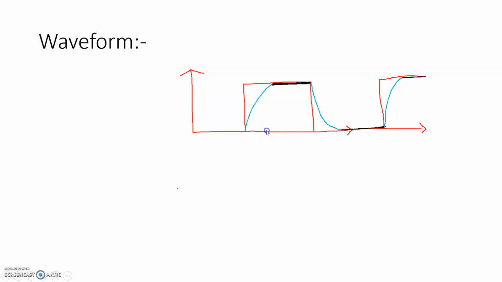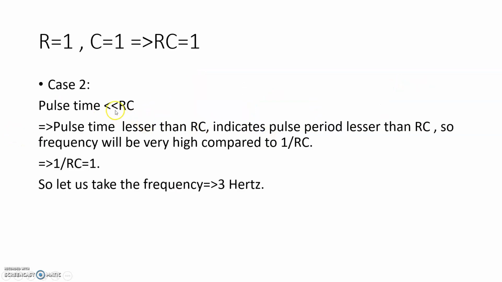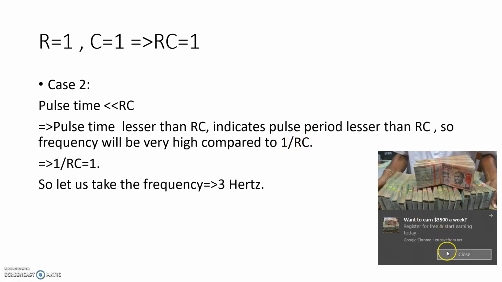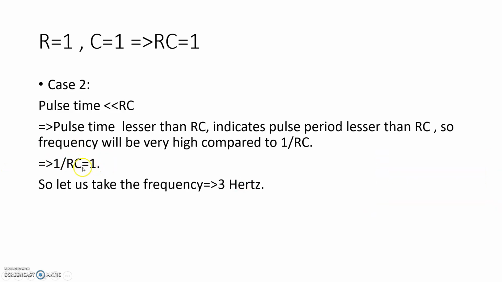Now case two will obviously be the reverse case, that is pulse time is very much lesser than RC. If the same kind of analysis you do, if pulse time is very lesser than RC, that will indicate pulse period will be very lesser than RC. If we take the inversion, we will get frequency will be very much higher than 1 by RC. So in this particular case, we have to take the frequency of our square wave signal very high compared to 1 by RC. And as we have taken RC as 1, 1 by RC will be equal to 1.